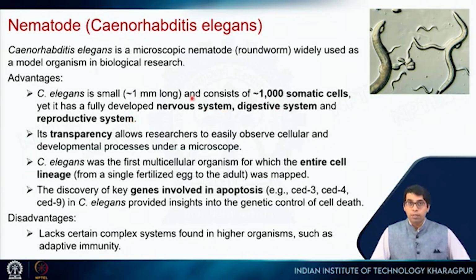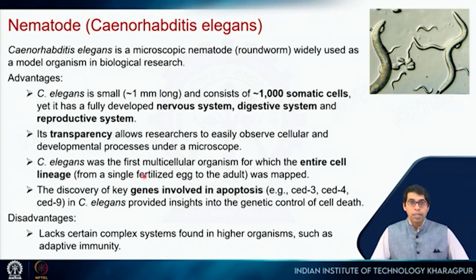Now since it is such a small organism, the lineage of all these cells is completely known. This organism is also transparent. So if you put it under a light microscope, you can see all the cells, you can actually see through this organism. So its transparency allows researchers to easily observe cellular and developmental processes under a microscope. C. elegans was the first multicellular organism for which the entire cellular lineage was mapped.